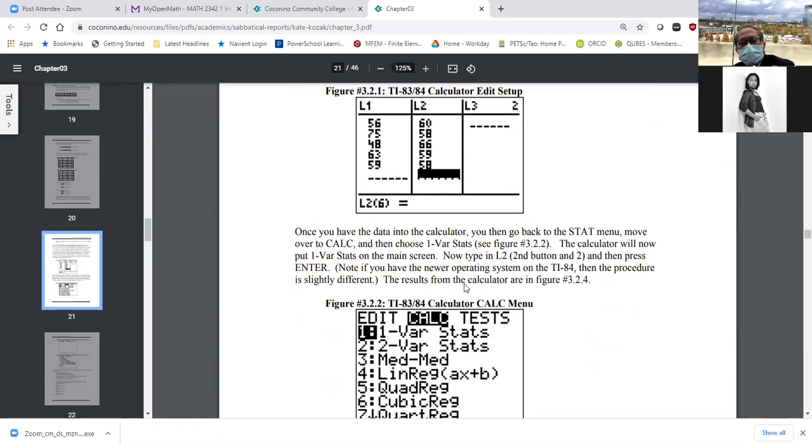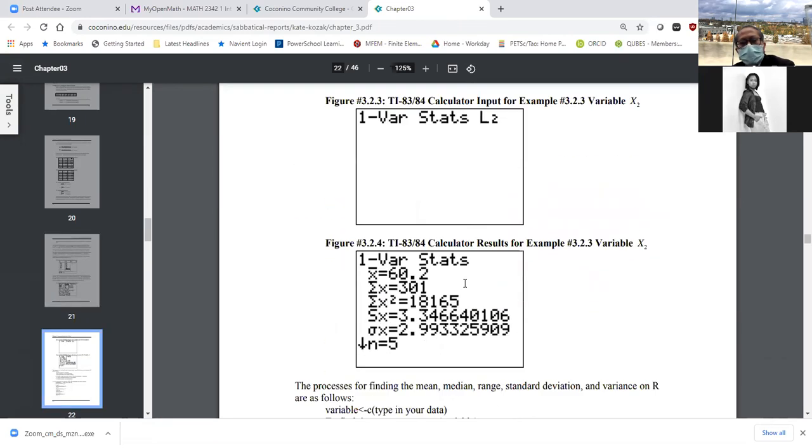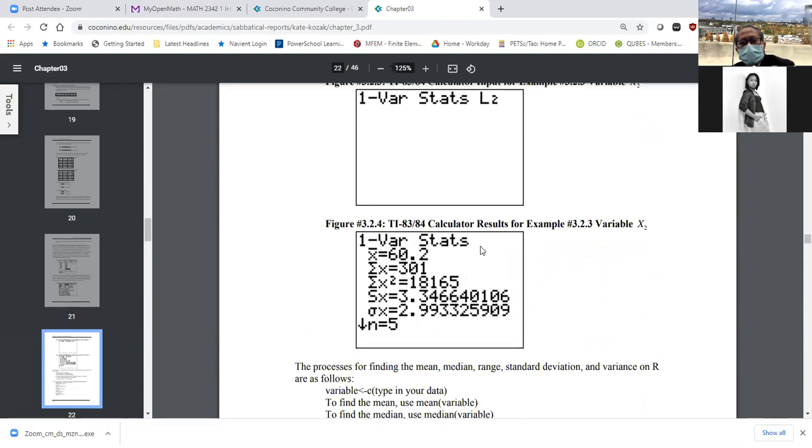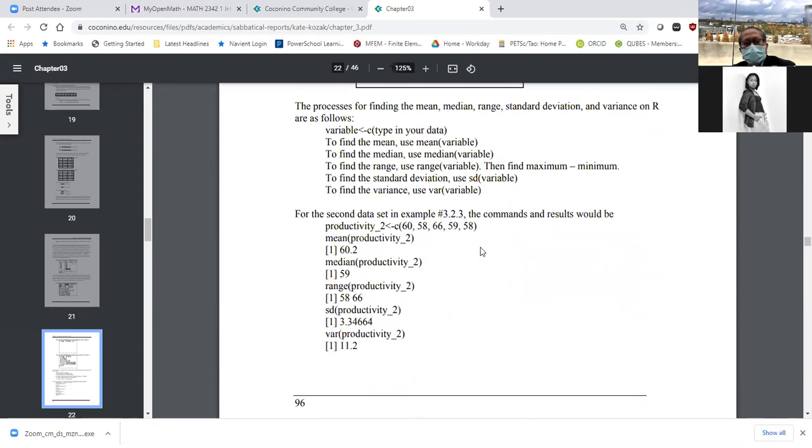Yeah, this is L1. And also you can use the R here. So you can find what is the mean, what is the median, what is the range, what is the standard deviation, what is the variance. Okay.